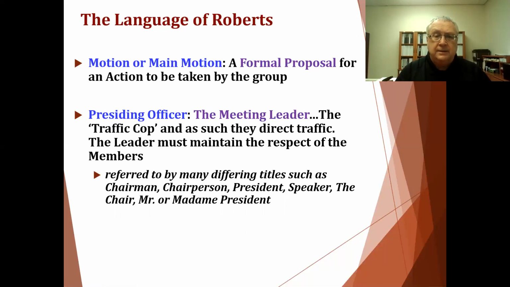Now, in all of this, there has to be someone directing traffic. That would be the presiding officer, the meeting leader.